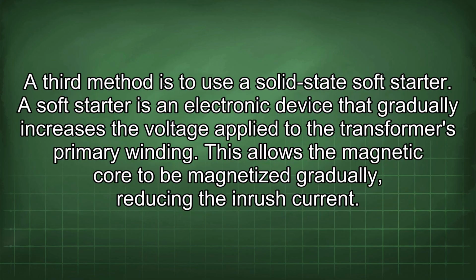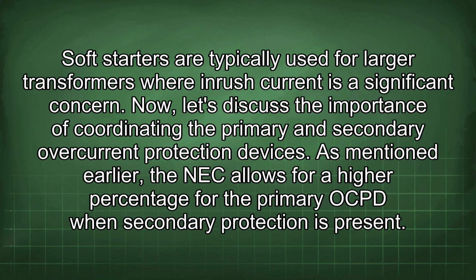A third method is to use a solid-state soft starter. A soft starter is an electronic device that gradually increases the voltage applied to the transformer's primary winding. This allows the magnetic core to be magnetized gradually, reducing the inrush current. Soft starters are typically used for larger transformers where inrush current is a significant concern.